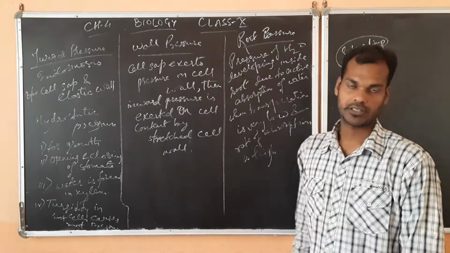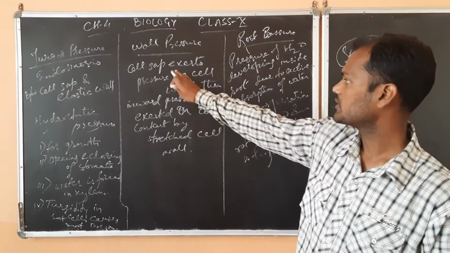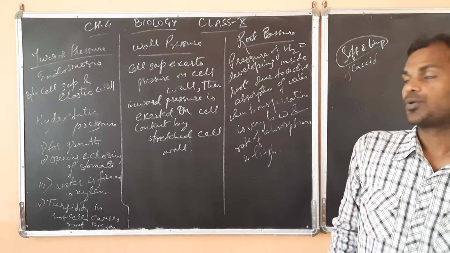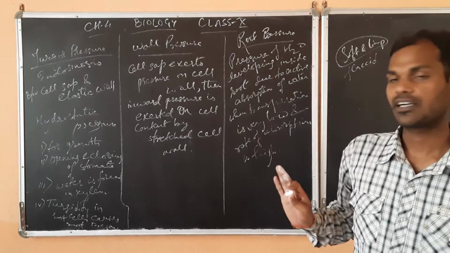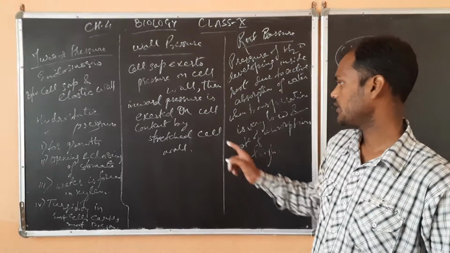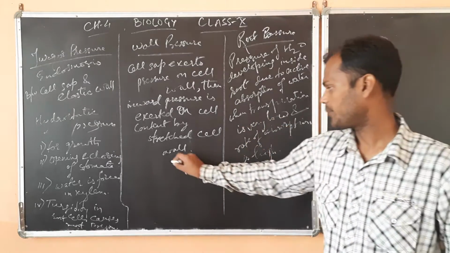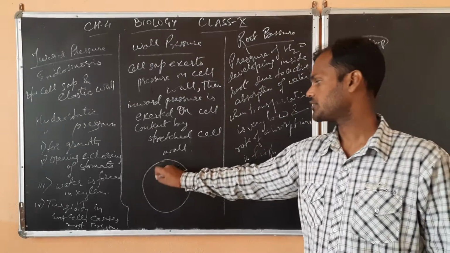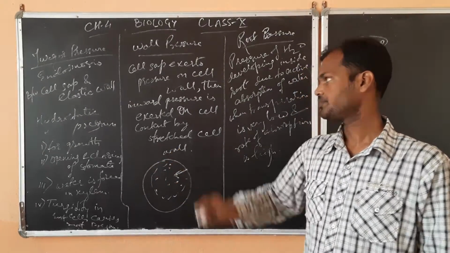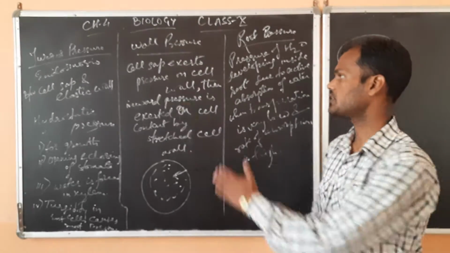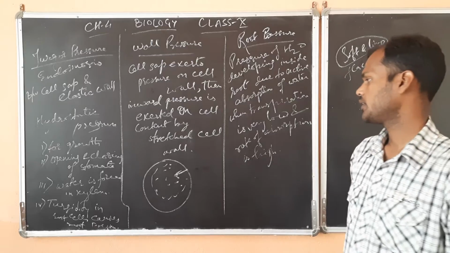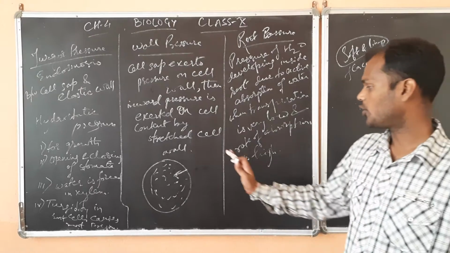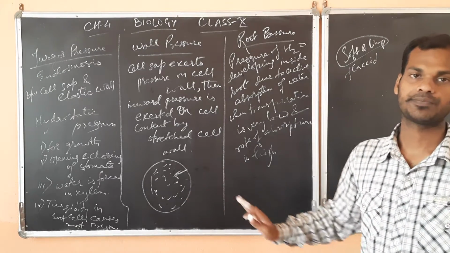Next is wall pressure. In the case of wall pressure, what is happening? The cell sac exerts pressure on the cell wall. Then an inward pressure is exerted by the stressed cell wall. So this cell wall exerts some pressure on the internal contents. This is called wall pressure. It is just opposite to the turgor pressure. So wall pressure means the cell wall exerts some pressure on the inside content of the cell.